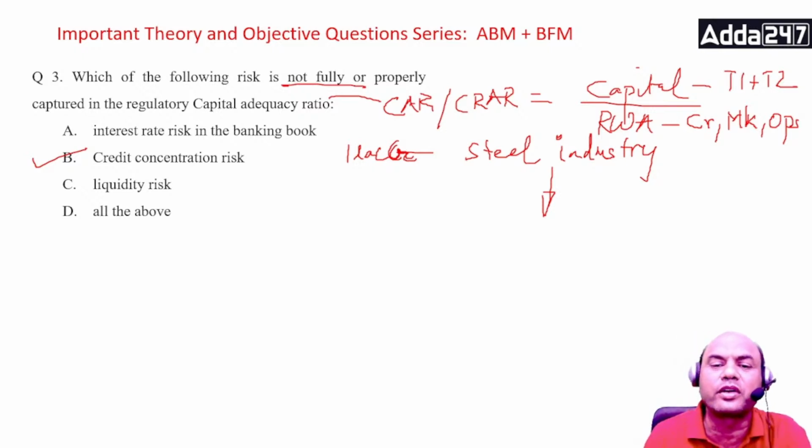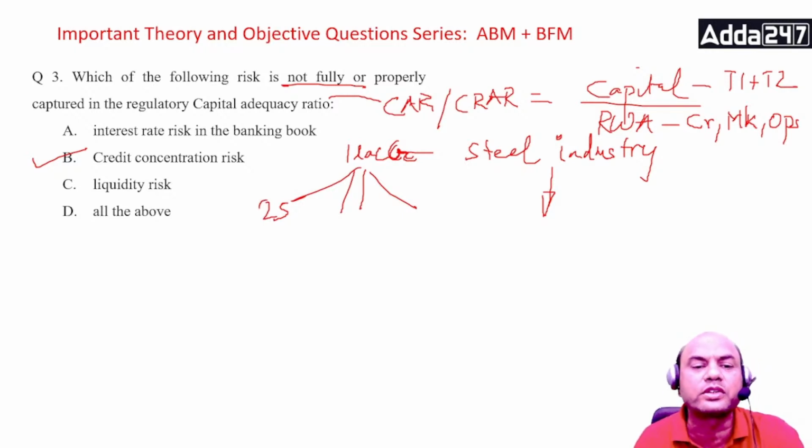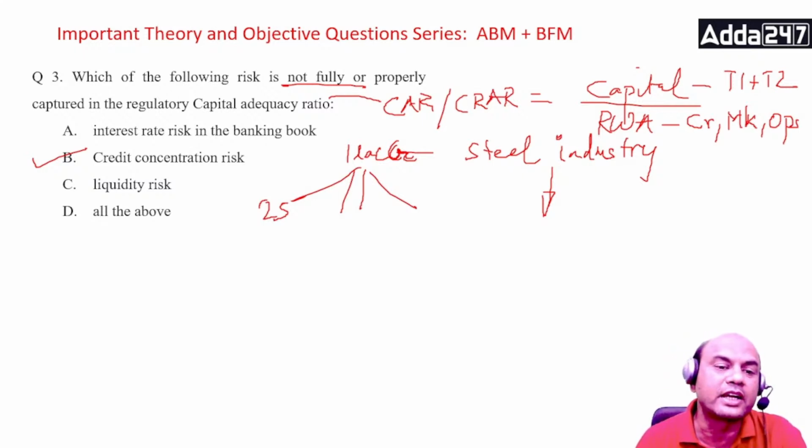So best thing is what? If I am having 1 lakh crore, I must distribute it into at least four separate parts, 25 each, so that even if the steel industry goes down, the remaining three will cover me up. So credit concentration is not covered in CRAR. Clear? Second one, interest rate risk in the banking book.